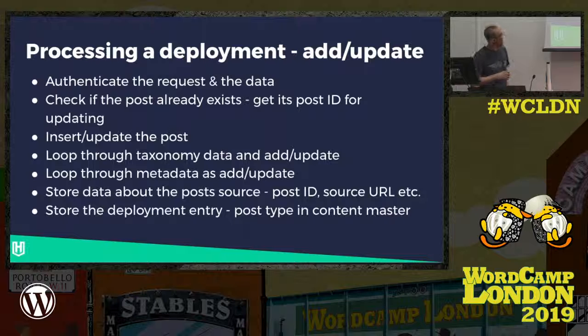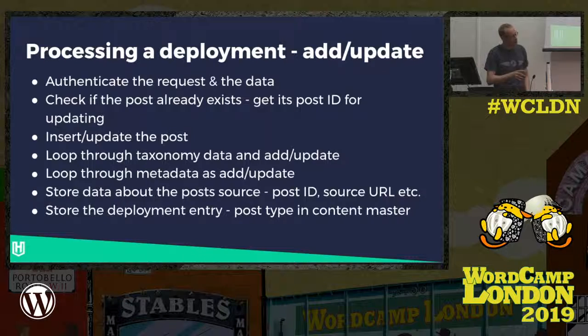We then check whether the post already exists. So if it's already been deployed at some point in time, then we know we're now updating a post. We're not adding a new post. And the way we know that is because we store the post ID of where it came from. So we can query on the site we're currently on, can you find a post on this site that has this post ID that's come from the top level? If we can, then we know it's already been deployed. If we can't, then we know it's going to be a new post.